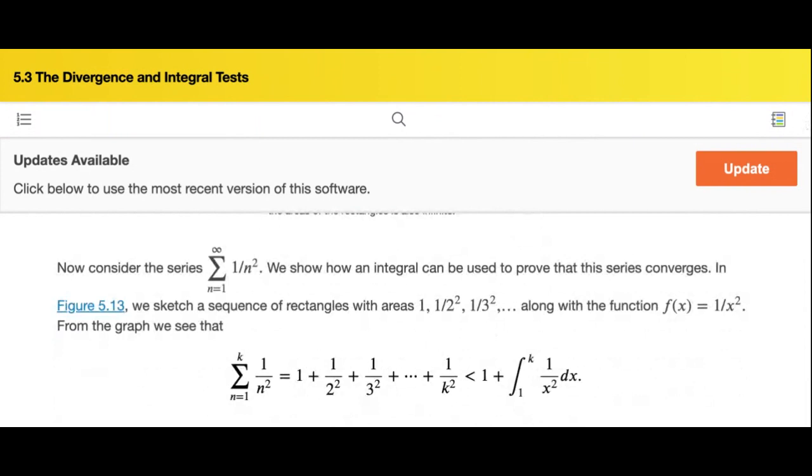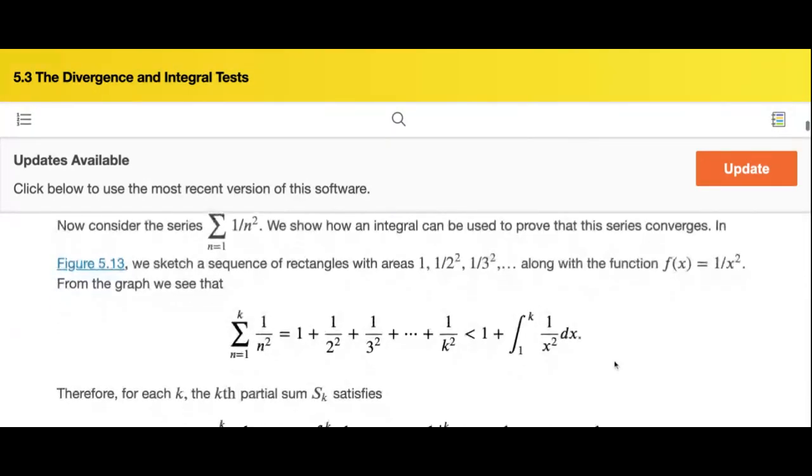Now, let's consider this series, 1 over n squared. Before, it was 1 over n, called a harmonic series, which diverges. Now let's consider 1 over n squared. We show how an integral can be used to prove this series converges. And later on, we're also going to call this a P series. We sketch a sequence of rectangles as 1 over 2 squared, 1 over 3 squared, along with the function f of x equals 1 over x squared.